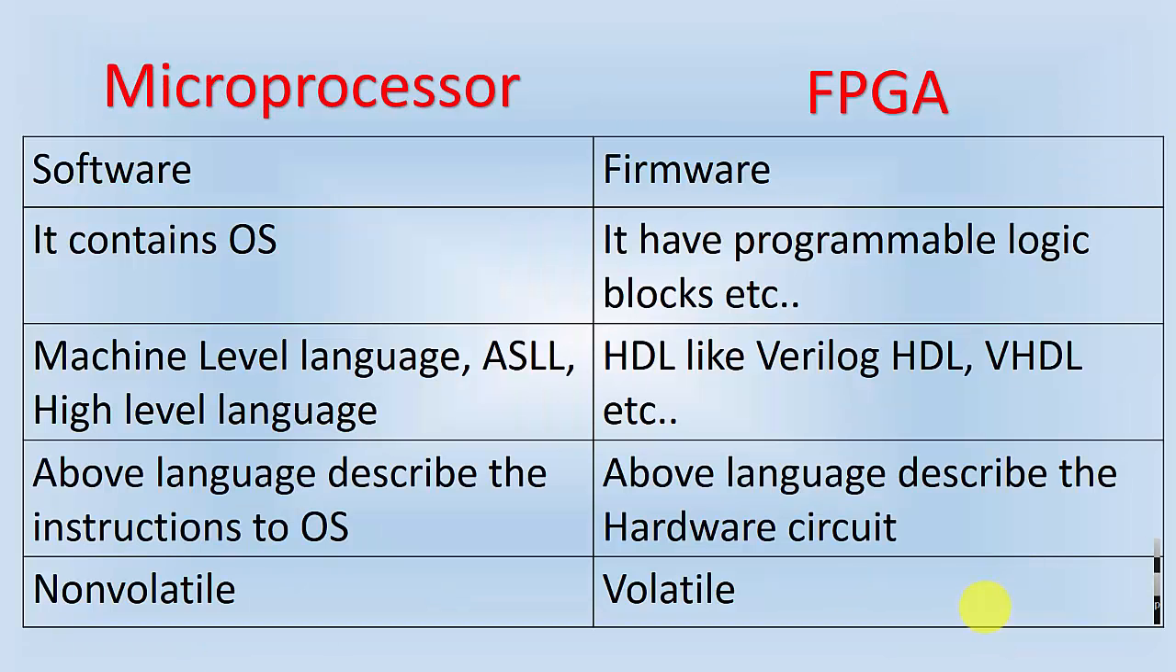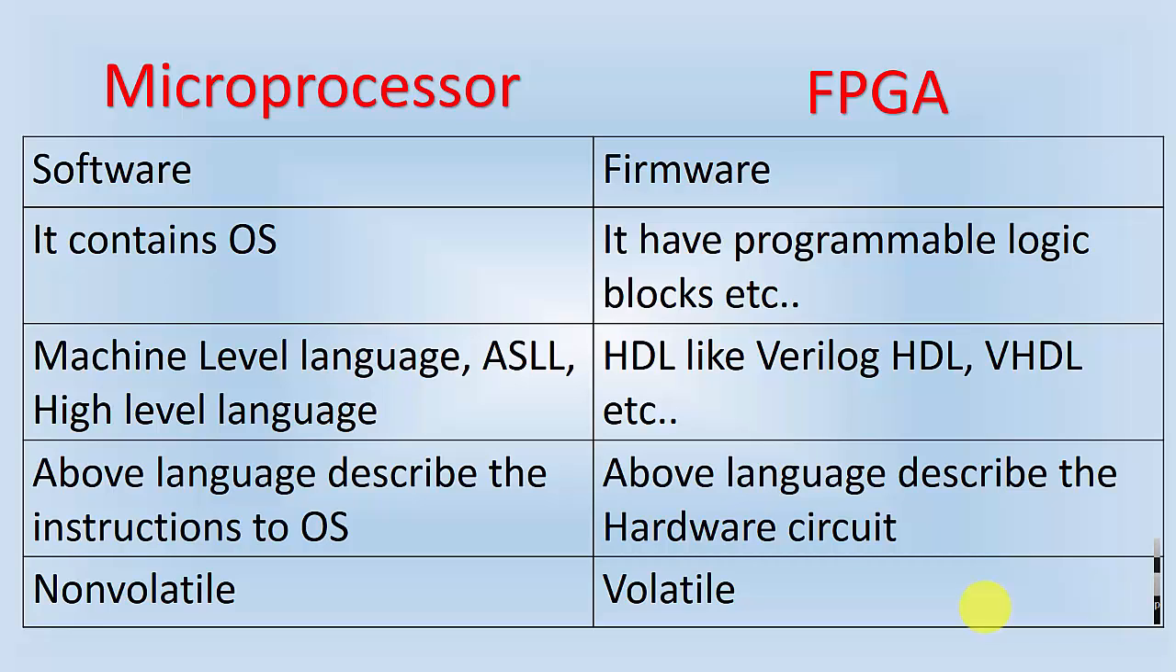Let us see the summary of this video lecture. A microprocessor is a software-based one, whereas an FPGA is not software, it is firmware. A microprocessor contains an operating system, whereas in an FPGA there is no operating system. Here, programmable logic blocks and IO blocks etc. are available. In a microprocessor, we write our program in machine level language, assembly level language, or high level language. We already studied that in the microprocessor subject.